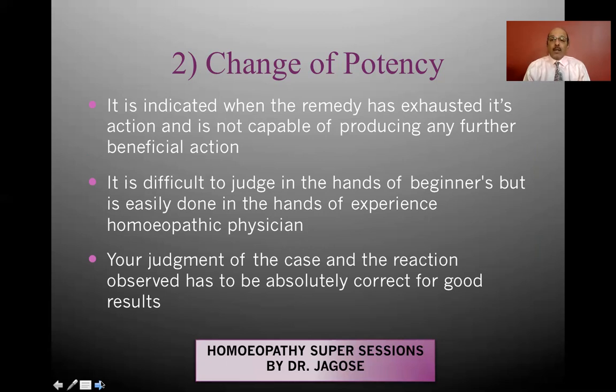So in the hands of beginners, what they should do is repeat the potency and see whether improvement is occurring or not. If the improvement stops, in order to confirm your judgment, you again repeat the same potency and again see whether any improvement is taking place or not. After you repeat the same potency, if no improvement has taken place, you are now quite sure that the remedy has exhausted its action and is not capable of producing any further beneficial action. So this is the time when you can change the potency. However, experienced physicians will be able to judge it very fast and change the potency.